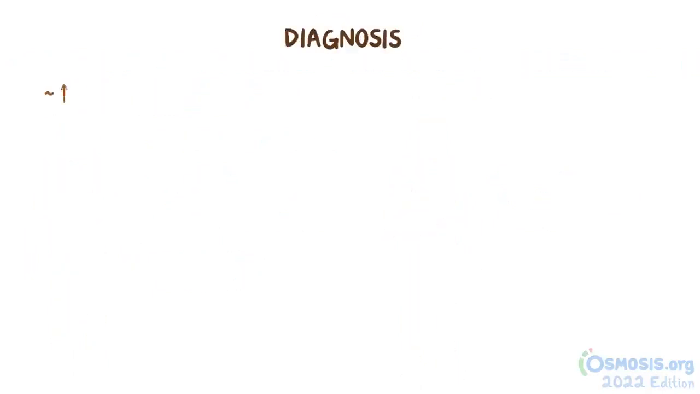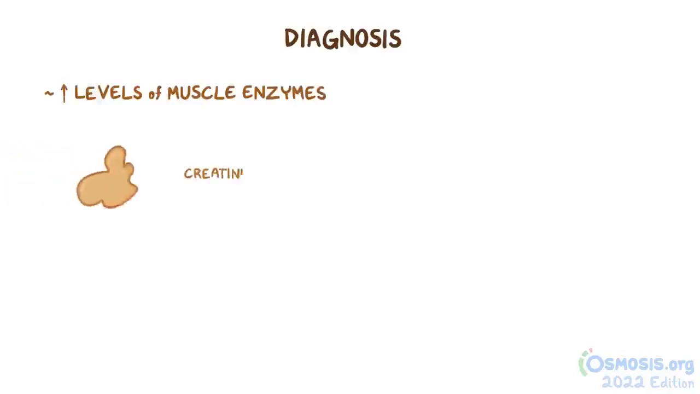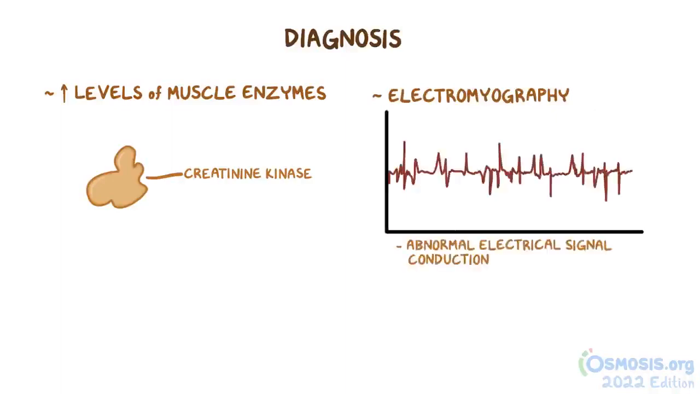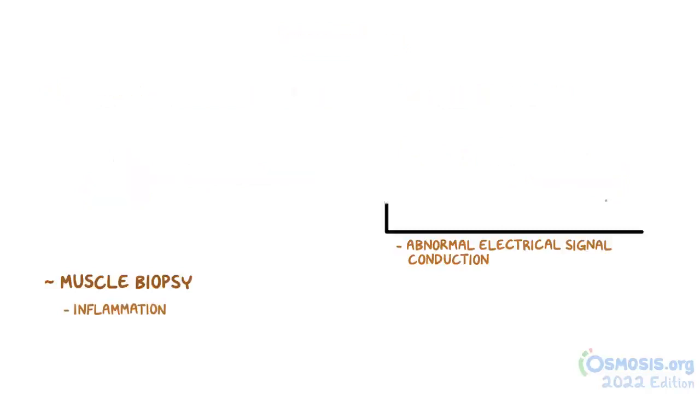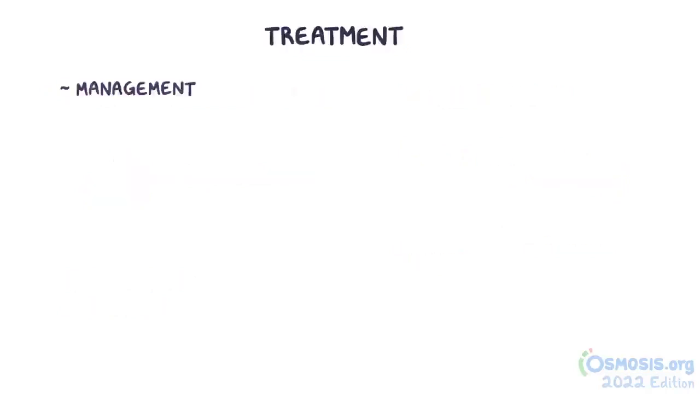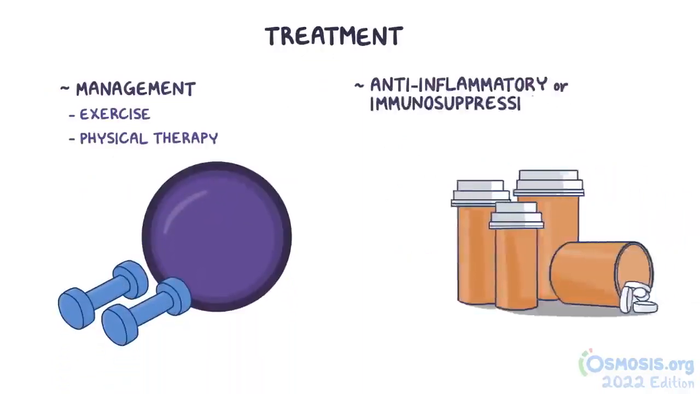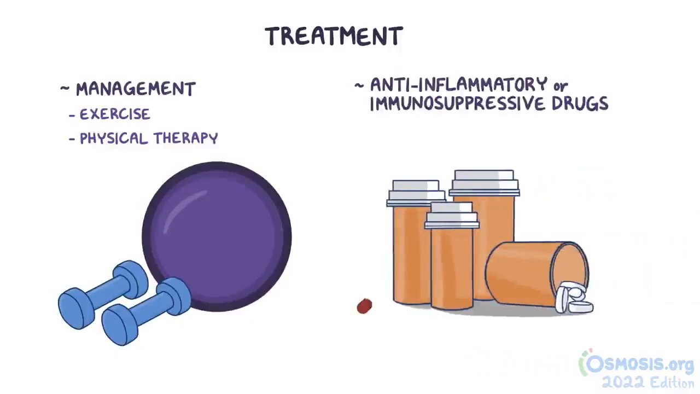Diagnosis is based on elevated levels of muscle enzymes like creatine kinase, which get released in the blood when myocytes are destroyed. Additionally, electromyography can be used to detect regions of dead muscle cells that cause abnormal electrical signal conduction. Most importantly, a muscle biopsy can show signs of inflammation along with inclusions or vacuoles of abnormal proteins. In terms of treatment, management relies heavily on exercise and physical therapy because anti-inflammatory or immunosuppressive drugs aren't particularly effective.